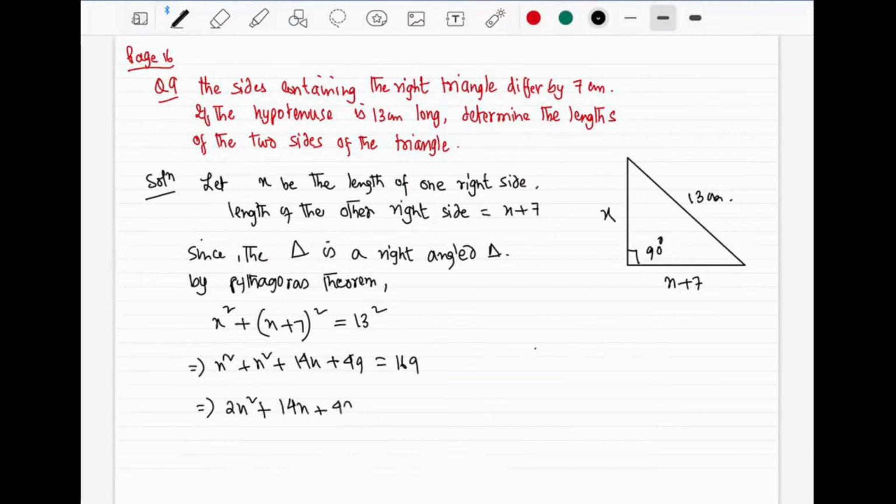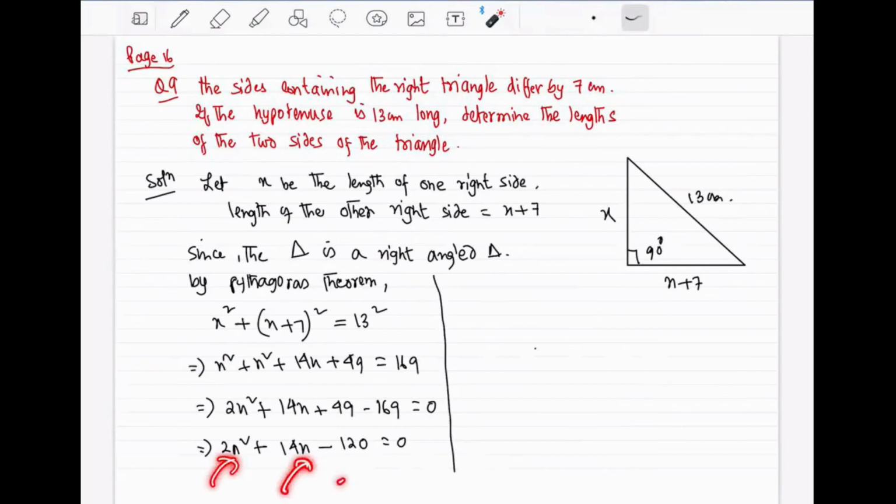14x plus 49 minus 169 equal to 0. Continue further. 2x square plus 14x minus 120 equal to 0. I can take 2 as common factor. 2 is here, 2 is here, 2 is here. All of them are divisible by 2, the coefficients, right? So 2x square plus 7x minus 60 is equal to 0.